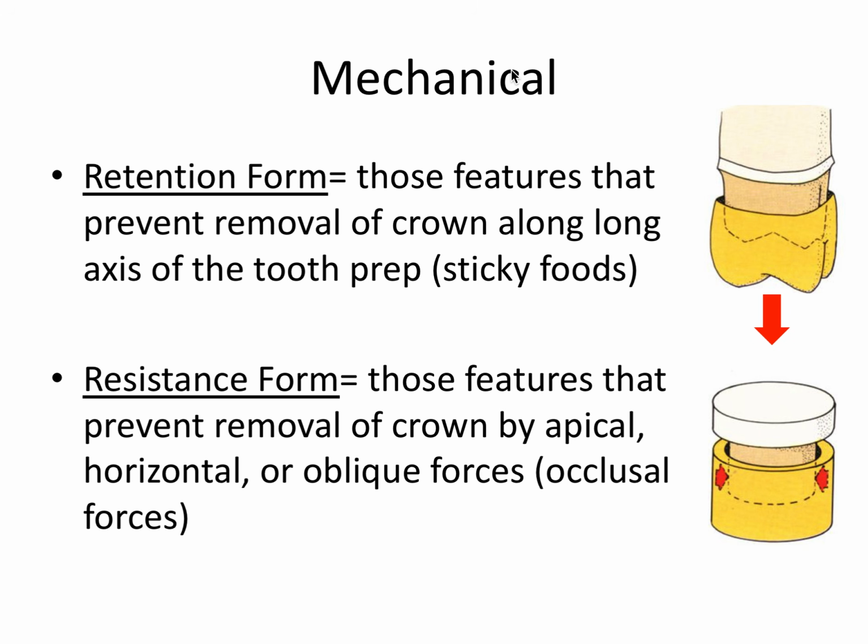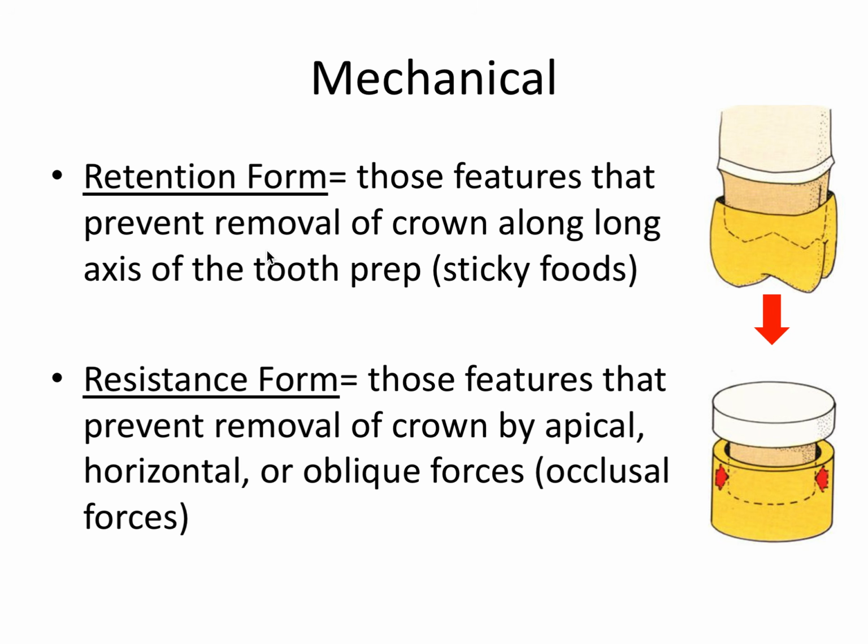All right, now for mechanical. This is the integrity and durability of the restoration. So this is really, really important. Probably, if I had to pick, the most important of the three principles. So retention form refers to those features that prevent removal of a crown along the long axis of the tooth prep. So this, I like to think of sticky foods. Think of something like caramel, something really sticky that's trying to pull the crown off. So retention is what's going to hold the crown on.